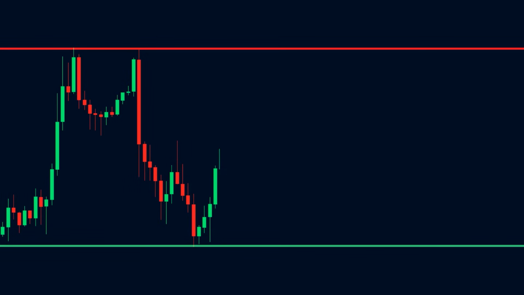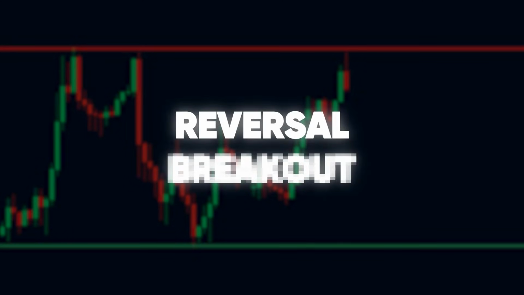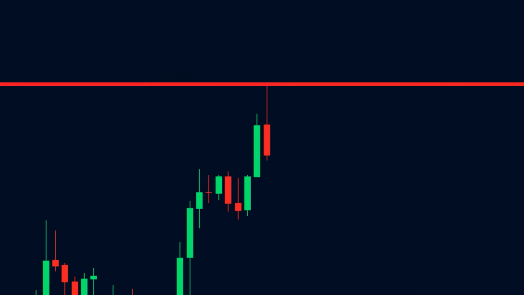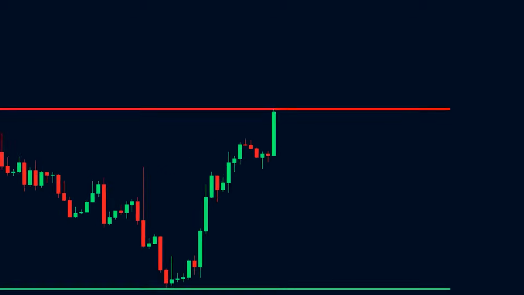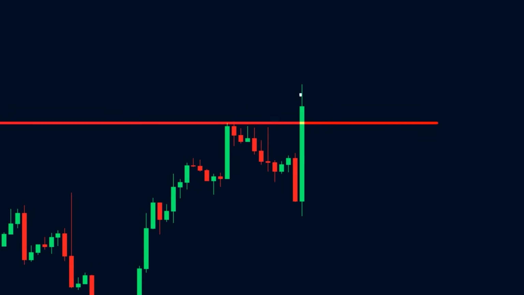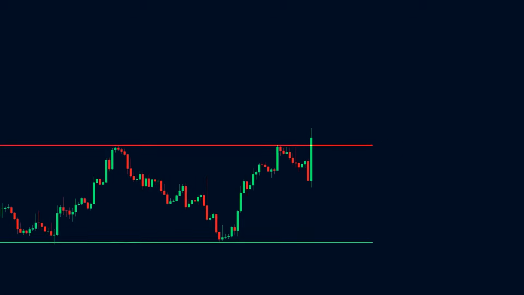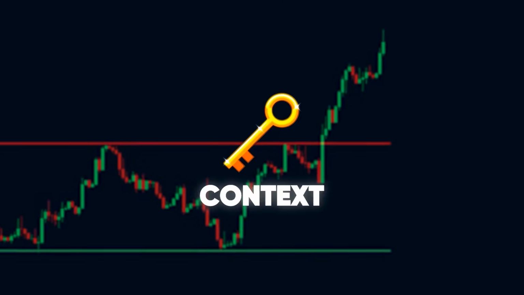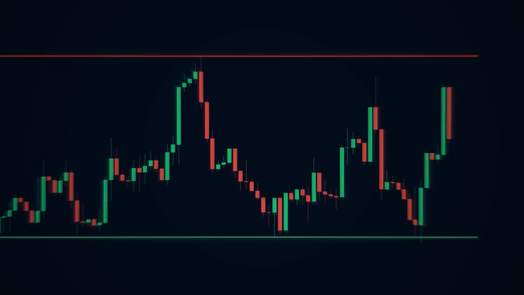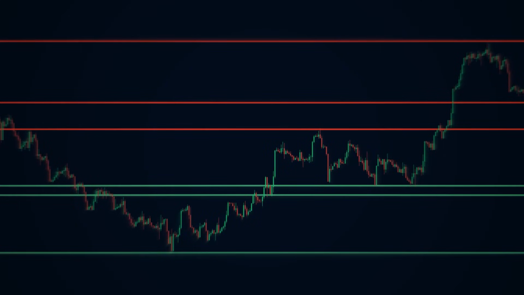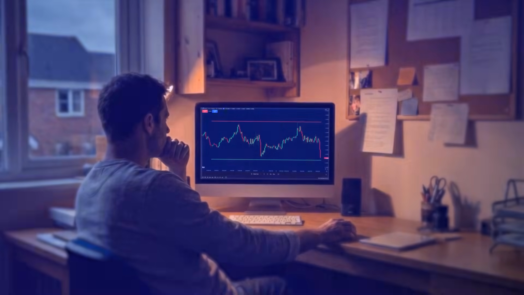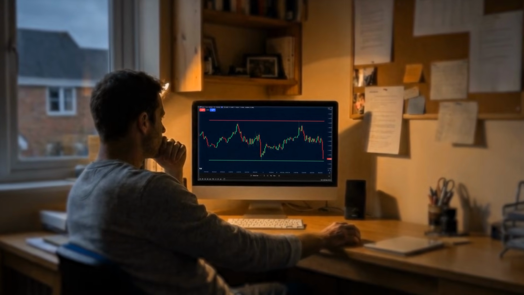Now let's talk about how traders use support and resistance in practice. There are two primary approaches: reversals and breakouts. A reversal trade happens when price approaches a level and rejects it. You're trading the expectation that the level will hold. A breakout trade happens when price pushes through a level with momentum. You're trading the expectation that the level will fail and price will continue. Both strategies work, but the key is context. Is price trending or ranging? Is the level fresh, or has it already been tested multiple times? Is there confluence with higher time frame structure, volume, or momentum? These questions are what separate consistent traders from everyone else.